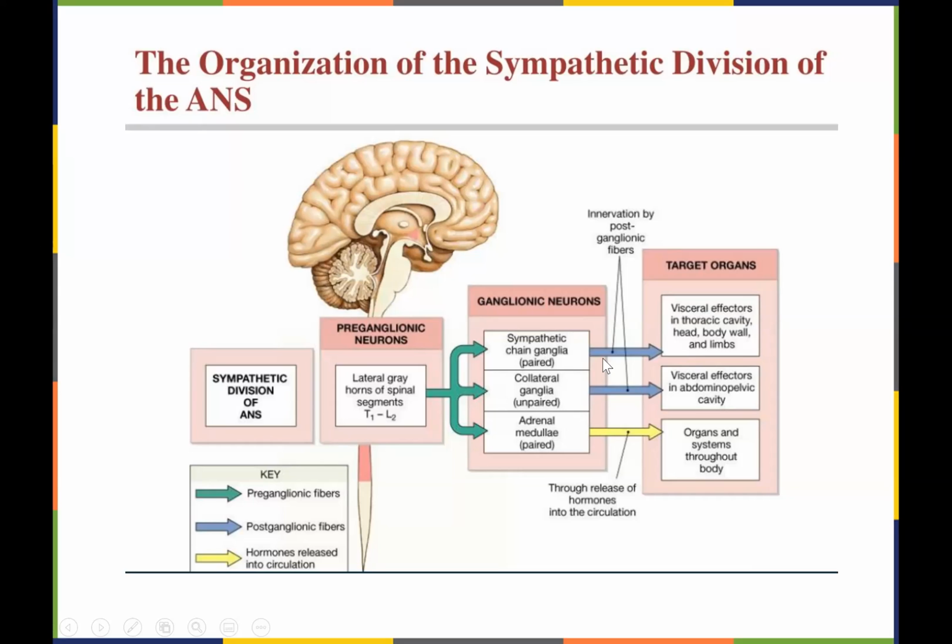So after the synapses, the postganglionic fibers will go to the target organs. The sympathetic chain ganglia goes to the visceral effectors in the thoracic cavity above the diaphragm, head, the body wall, and the limbs. The collateral ganglia is going to innervate visceral effectors in the abdominopelvic cavity. And then the adrenal medulla, when it pumps out its neurotransmitters, will enter the bloodstream, and then it will serve all the organs. It will go throughout the body.